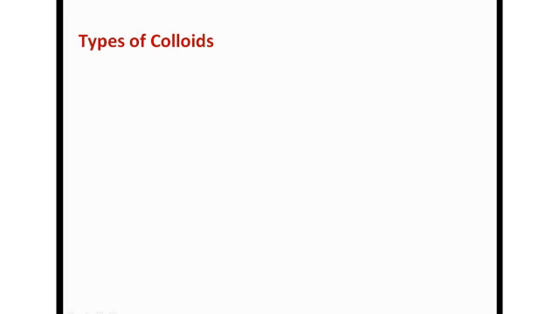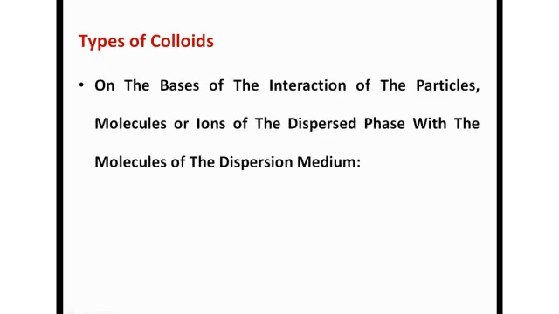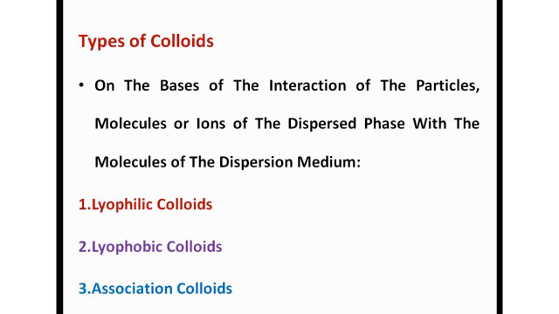Now let's see the types of colloids. On the basis of the interaction between the dispersed phase, or the internal phase, and the external phase, that is, the interaction between the dispersed phase and the dispersion medium, colloidal systems are divided into three types. First, the lyophilic colloids; next, the lyophobic colloids; and the last one, the association colloids.